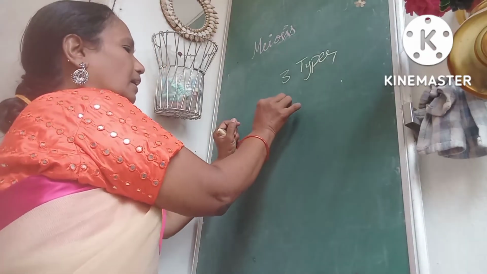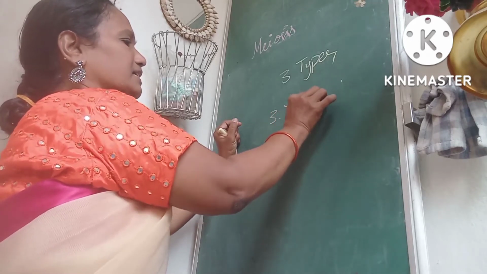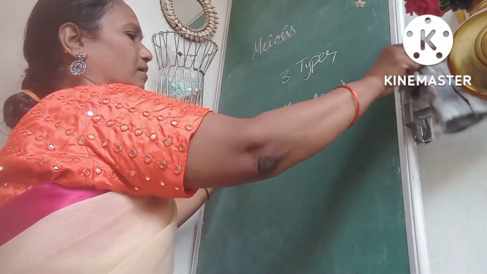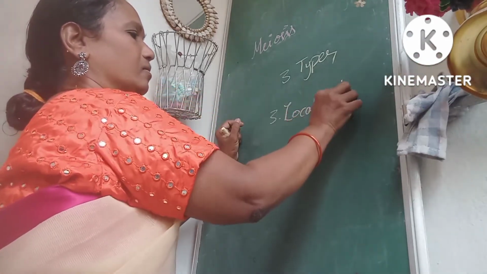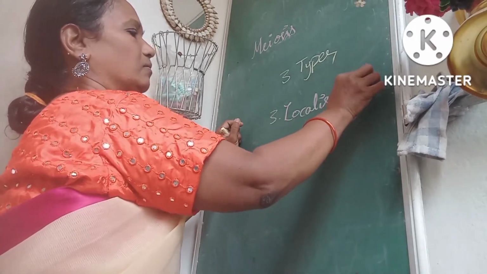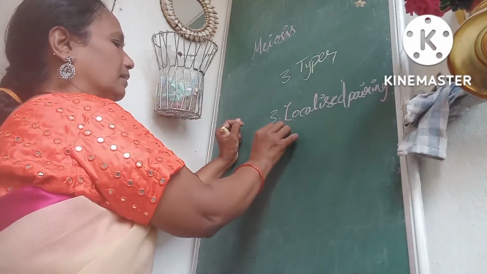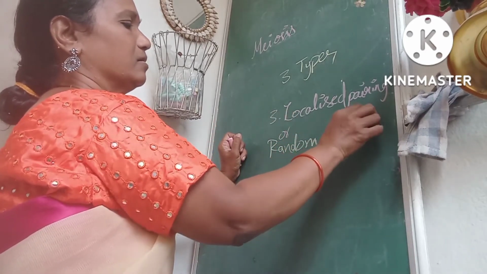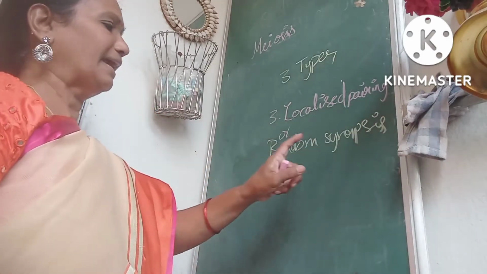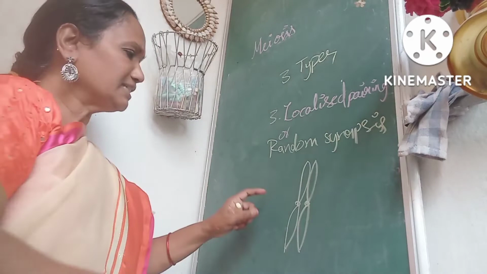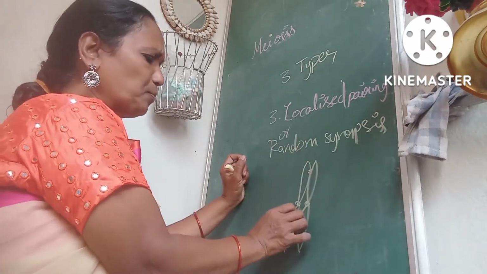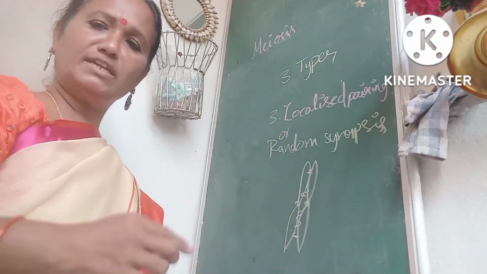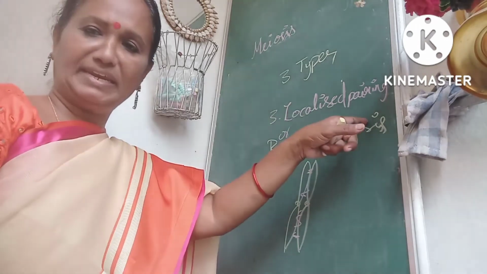The third type is localized synapsis, or random synapsis. In this type, synapsis may occur at any point along the chromosome, at the center, the end, or anywhere.